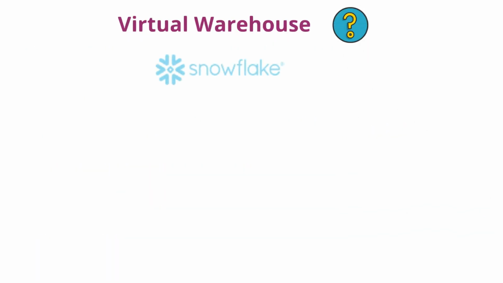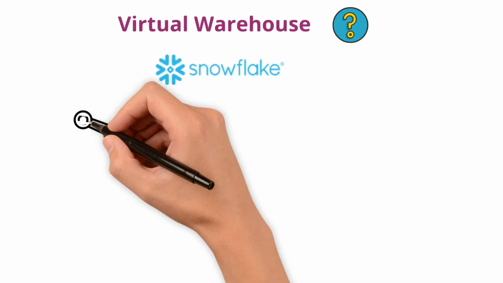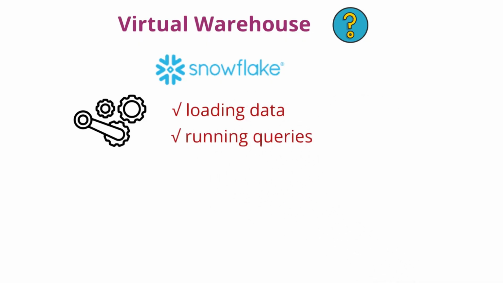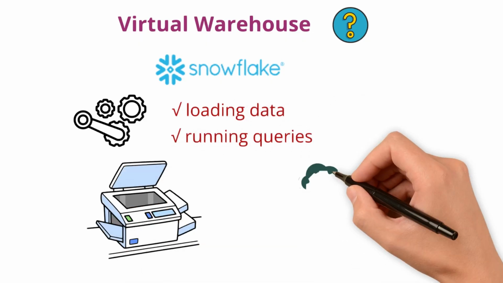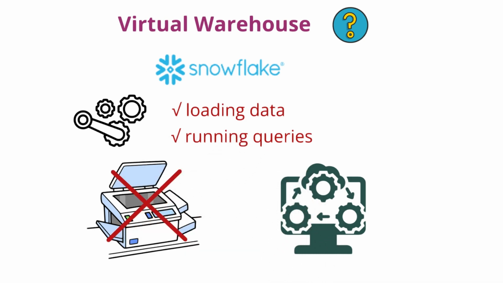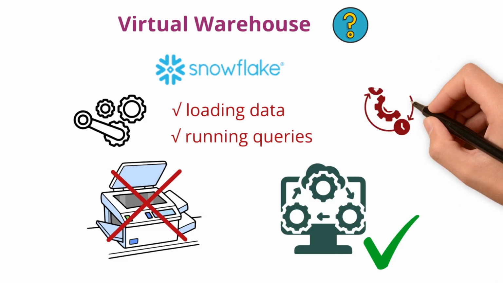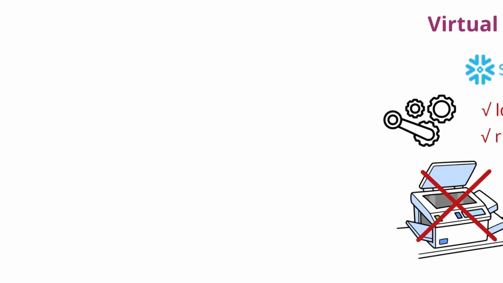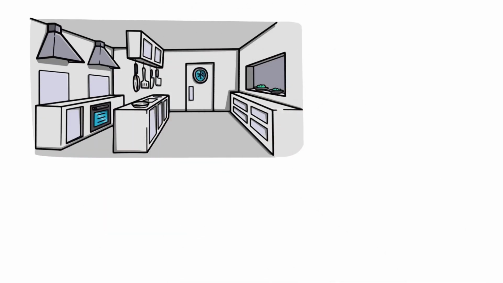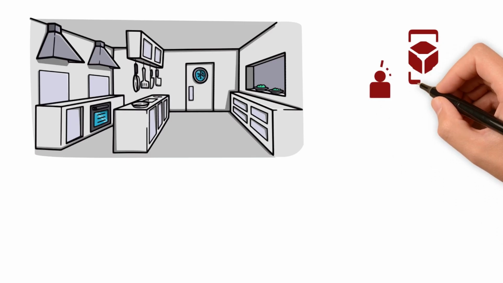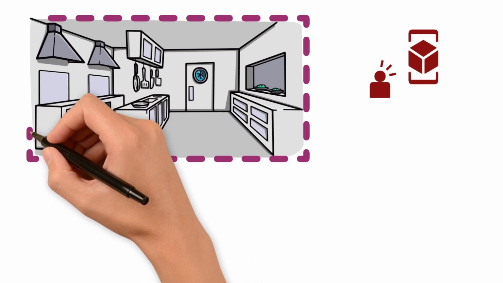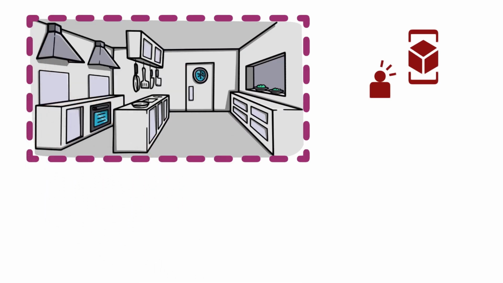A virtual warehouse in Snowflake is essentially the engine that performs all your data processing tasks like loading data or running queries. It's not a physical machine but a virtual one, meaning it does not exist in one specific location but works in the background to get your data tasks done efficiently. Think of it like this. Imagine you have a kitchen where you cook meals. The virtual warehouse is like a fully equipped kitchen. You can rent whenever you need to prepare a meal. When you're done, you can turn off the kitchen until the next time.